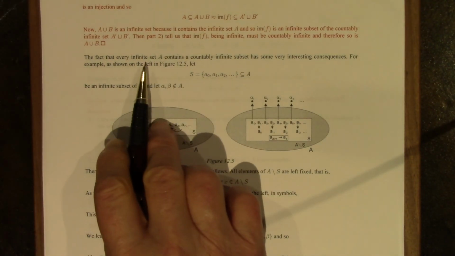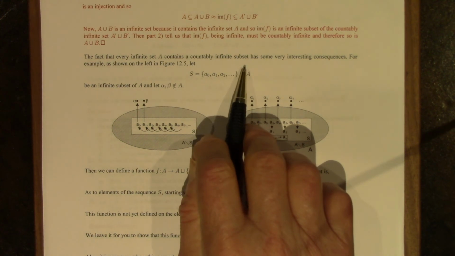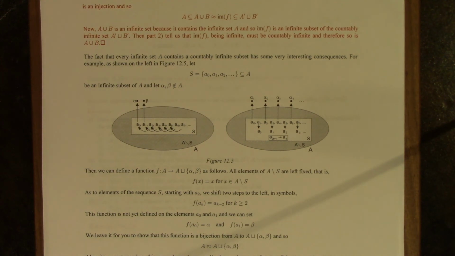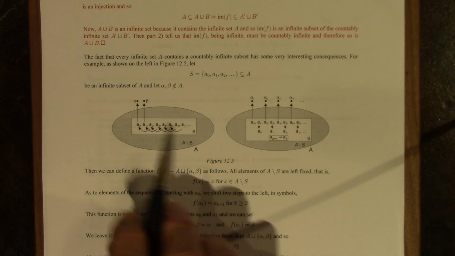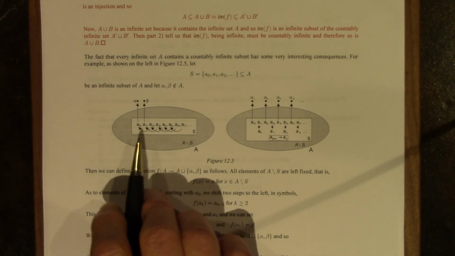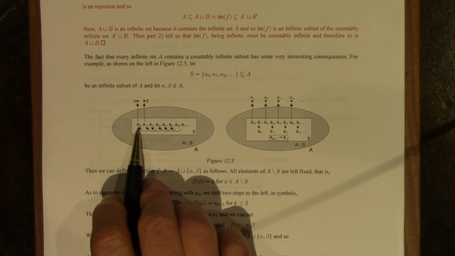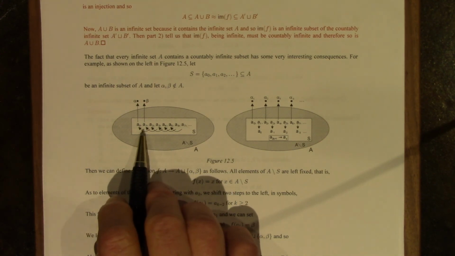The fact that every infinite set A contains a countably infinite subset has some very interesting consequences, and we can use this shifting idea to explore some of those. So, for example, here's a set A, and here is the subset S that's countably infinite. I've indexed this one now starting at 0 because it turns out to be more convenient. It could have started at 1, or frankly at any integer, doesn't matter.